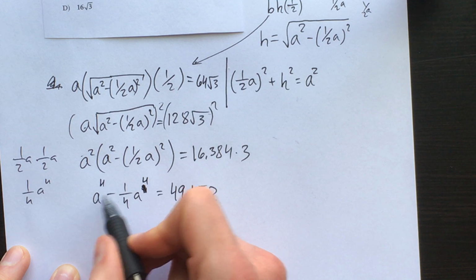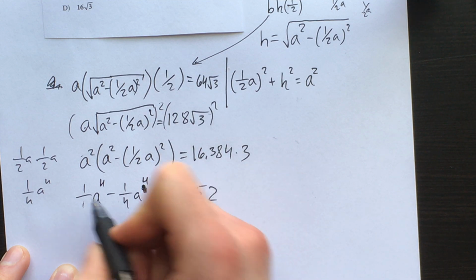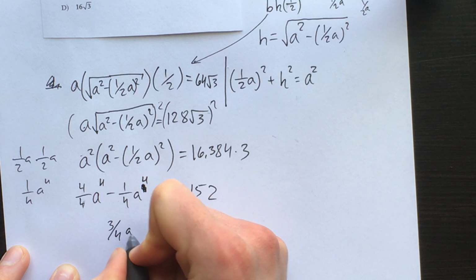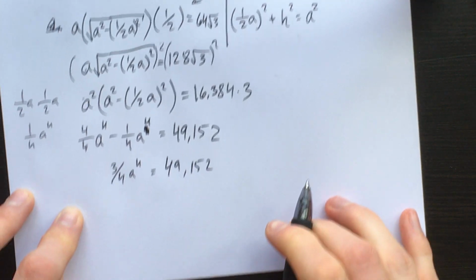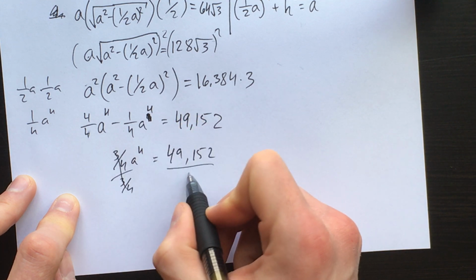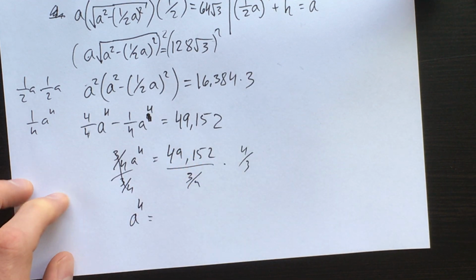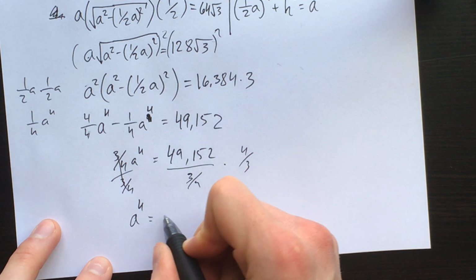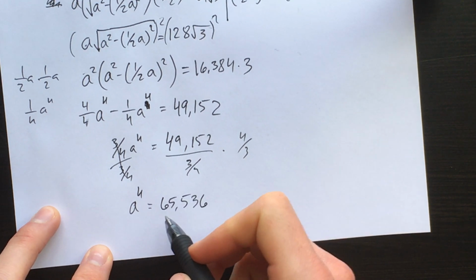From here, how do we actually solve this? Well, these are both a to the 4th terms, so we can just combine like terms here. So let's write it actually as 4 over 4 a to the 4 minus 1/4 a to the 4. That's 3/4 a to the 4 is equal to this big old number. From here, we can just divide both sides by 3/4 to isolate our a to the 4. Dividing by 3/4 is the same as multiplying by 4 over 3. So either way, you can just type that into your calculator, and that'll give you 65,536.